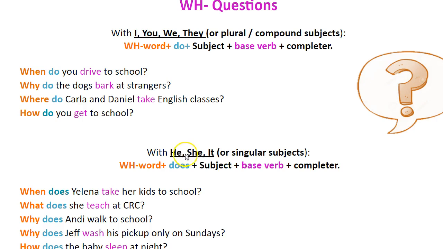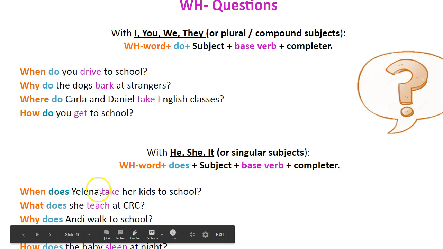If the subject is he, she, or it, or a singular subject, we're going to use does, not do. Does. So in this case, we have WH word or question word, does, plus the subject, the base verb, and a completer. When does Yelena take her kids to school? What does she teach at CRC? Why does Andy walk to school?